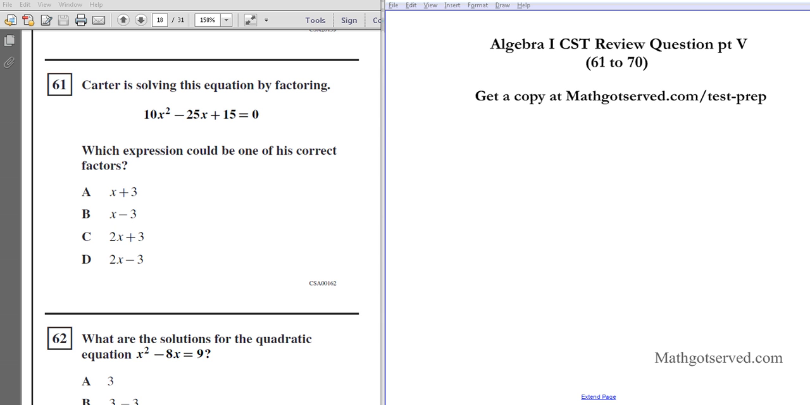So let's go ahead and take a look at question number 61. It says, Carter is solving this equation by factoring 10x squared minus 25x plus 10. So which expression could be one of his correct factors?